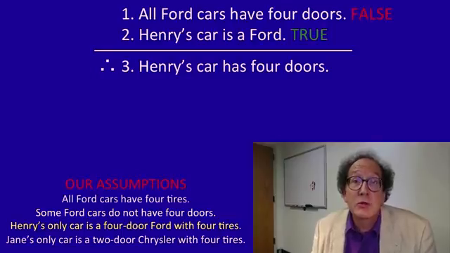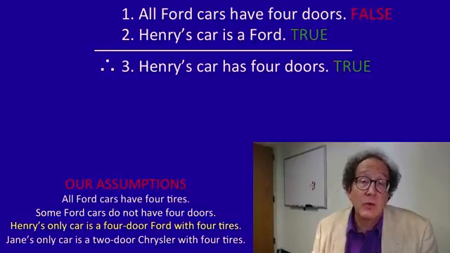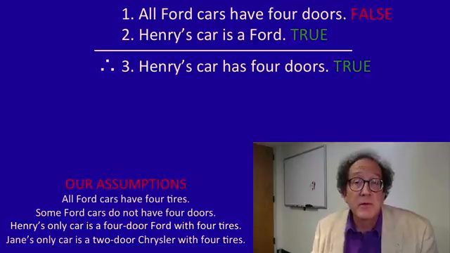That means they're not all true. And the conclusion, is that true? Yes, it is true that Henry's car has four doors. But remember, the fact that that's actually the case doesn't tell us whether or not it's valid. So, is it valid? That depends on whether it's possible for the premises to be true and the conclusion false.